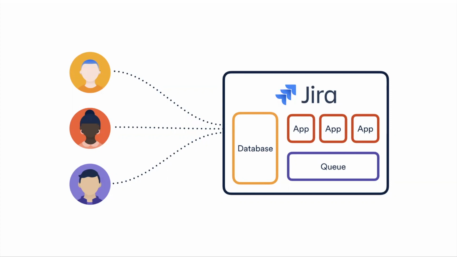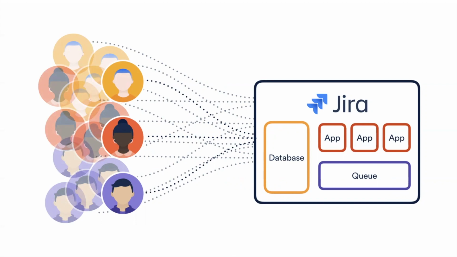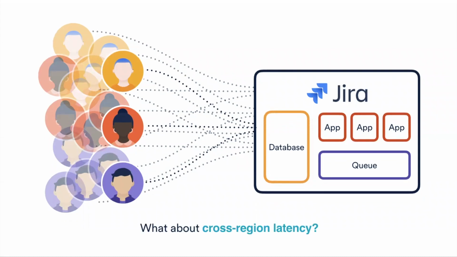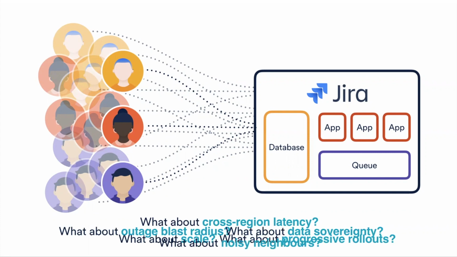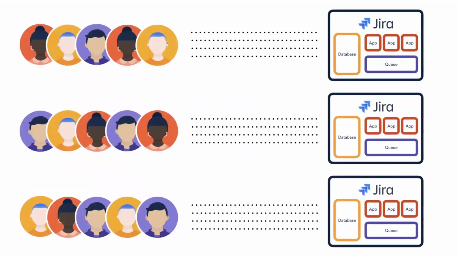And that's fine. But at Atlassian, we actually have hundreds of thousands of customers. And so having one big massive pool of resources for everybody around the world to consume from doesn't make a lot of sense because it starts to raise questions with regards to things such as cross-region latency or scale or progressive rollouts and all sorts of other stuff. And so we don't have just one big massive pool of resources, but rather lots of smaller little pools. And we call these shards.